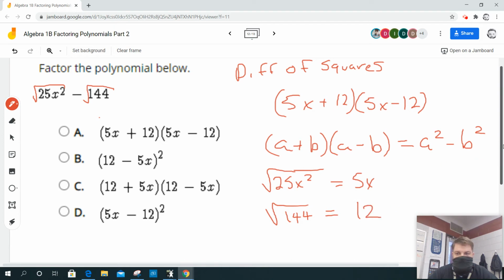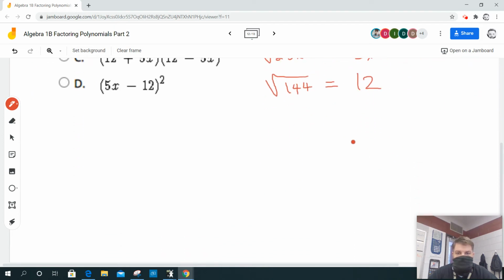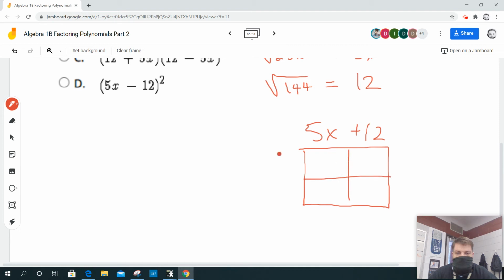Now, if I want to verify this, I can just multiply it out, right? So I'm going to say I think it's 5x plus 12 times the quantity 5x minus 12. 5x times 5x is 25x squared. 5x times 12, what's 5 times 12? Positive 60. Positive 60x. What's 5 times negative 12? Negative 60x, right? And then 12 times 12 is, of course, 144.